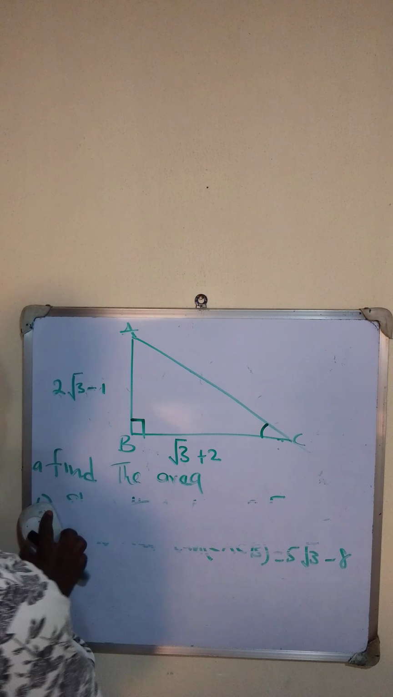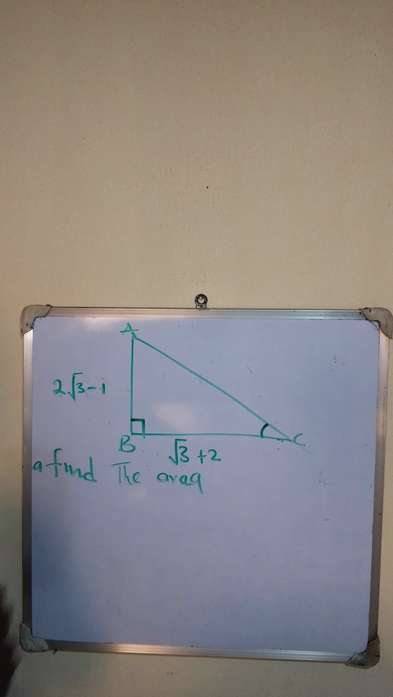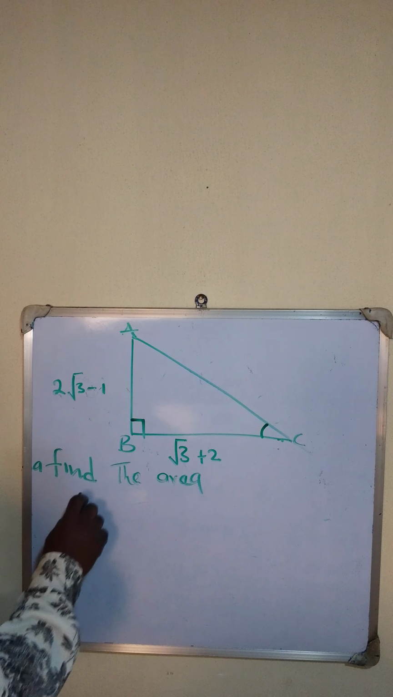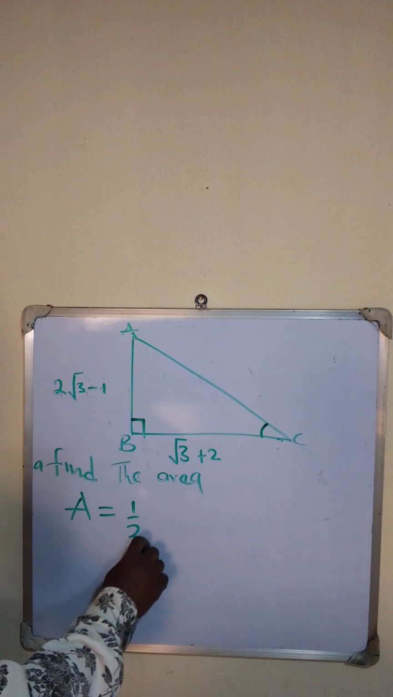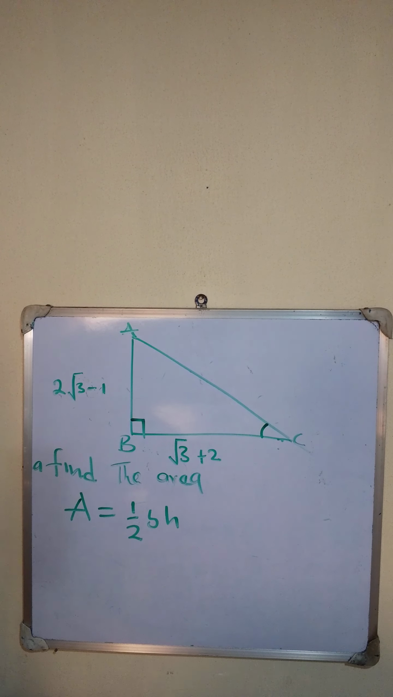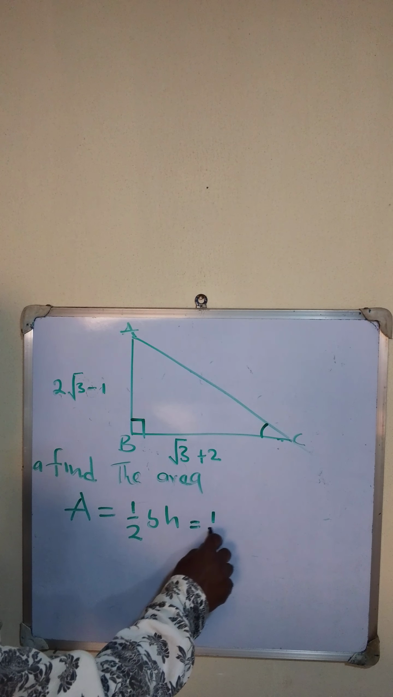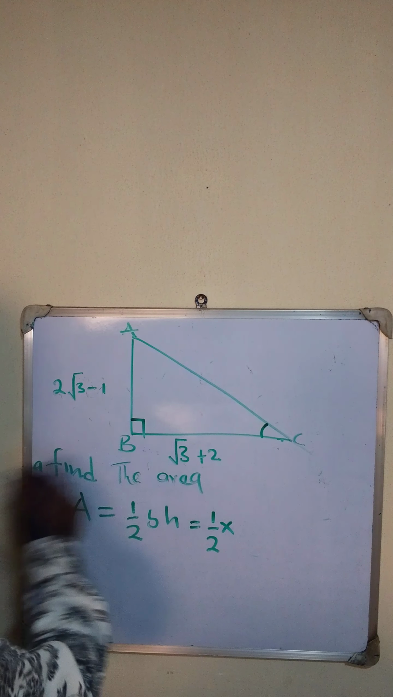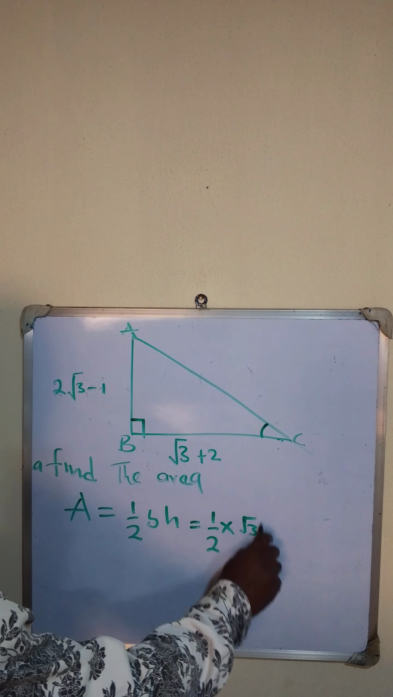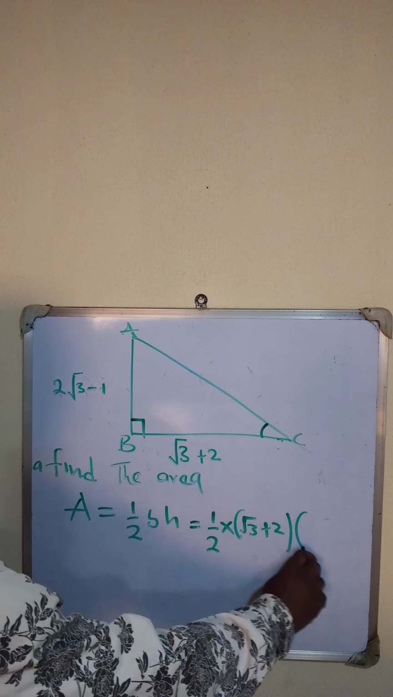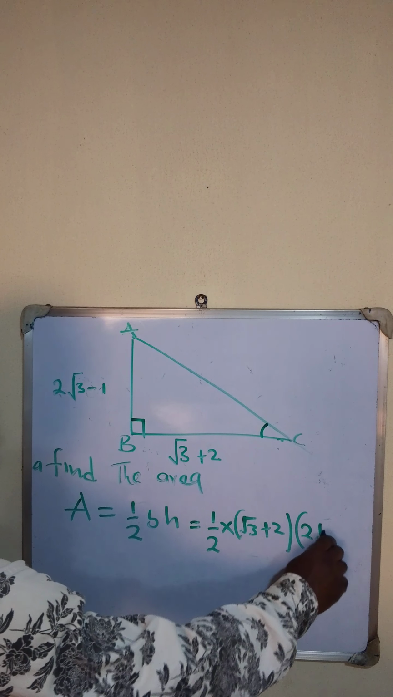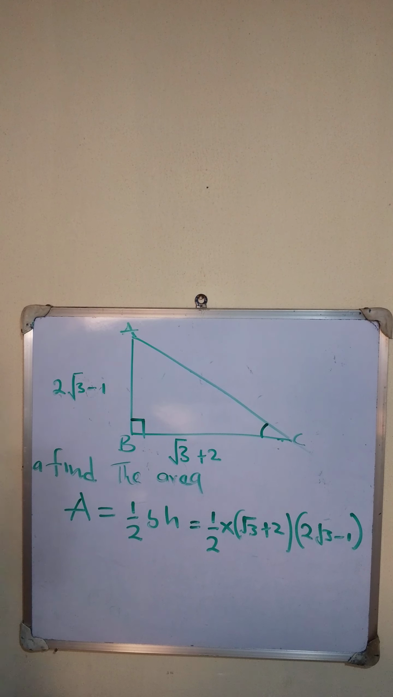Area first. Finding the area, we apply the formula for area. Area is equal to half base times height. That's the formula for area. So you have the base, root 3 plus 2, and you have the height, 2 root 3 minus 1. So you have to do exactly what the formula says. So it's going to be 1 over 2 times base, which is root 3 plus 2, into bracket height, that is 2 root 3 minus 1. That is how it goes.